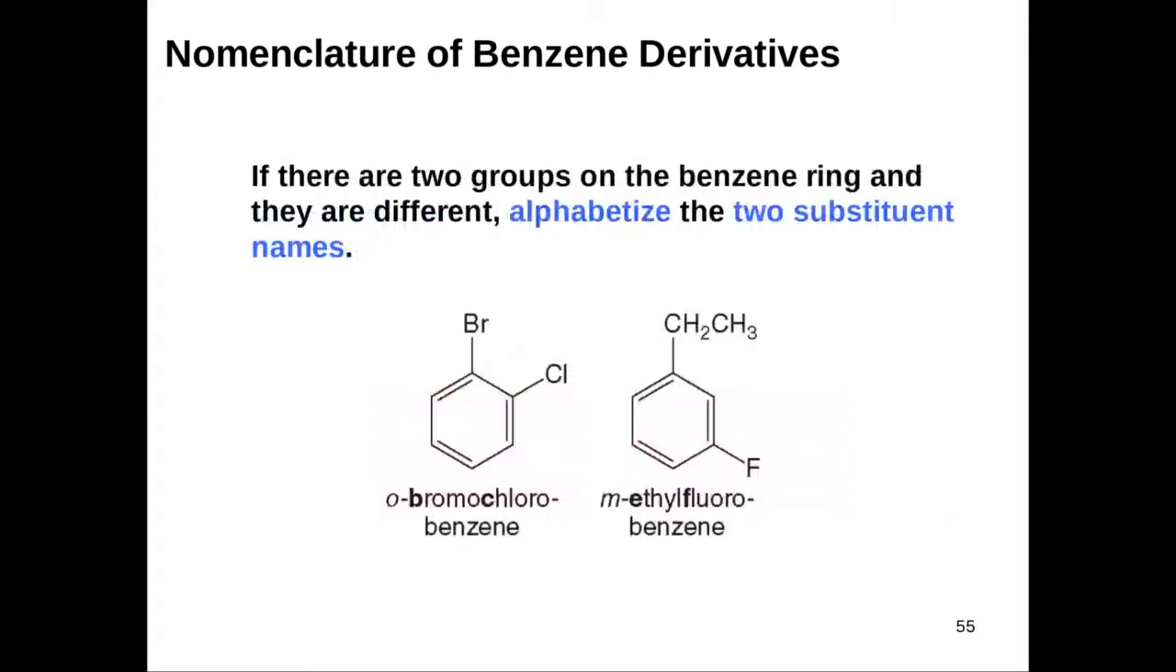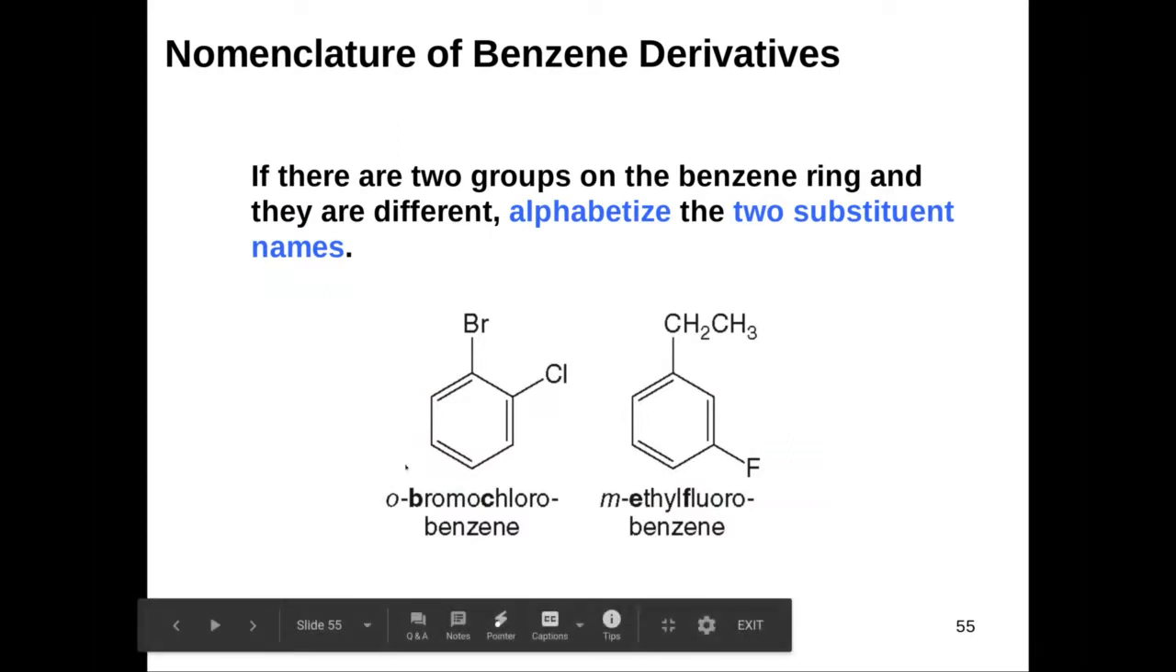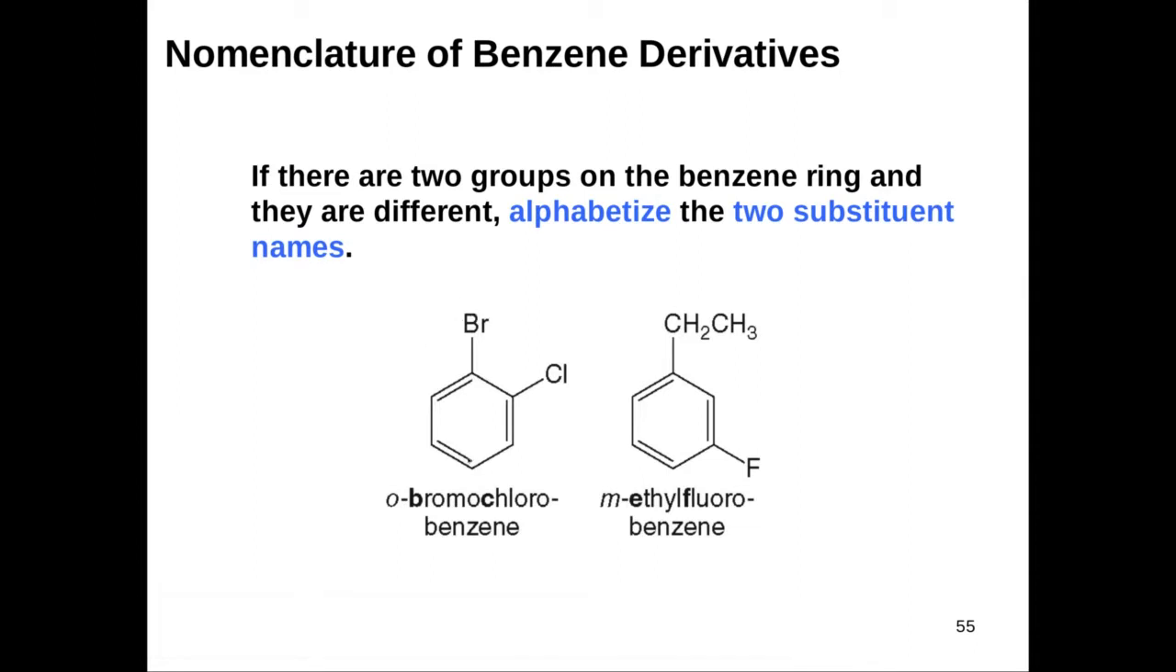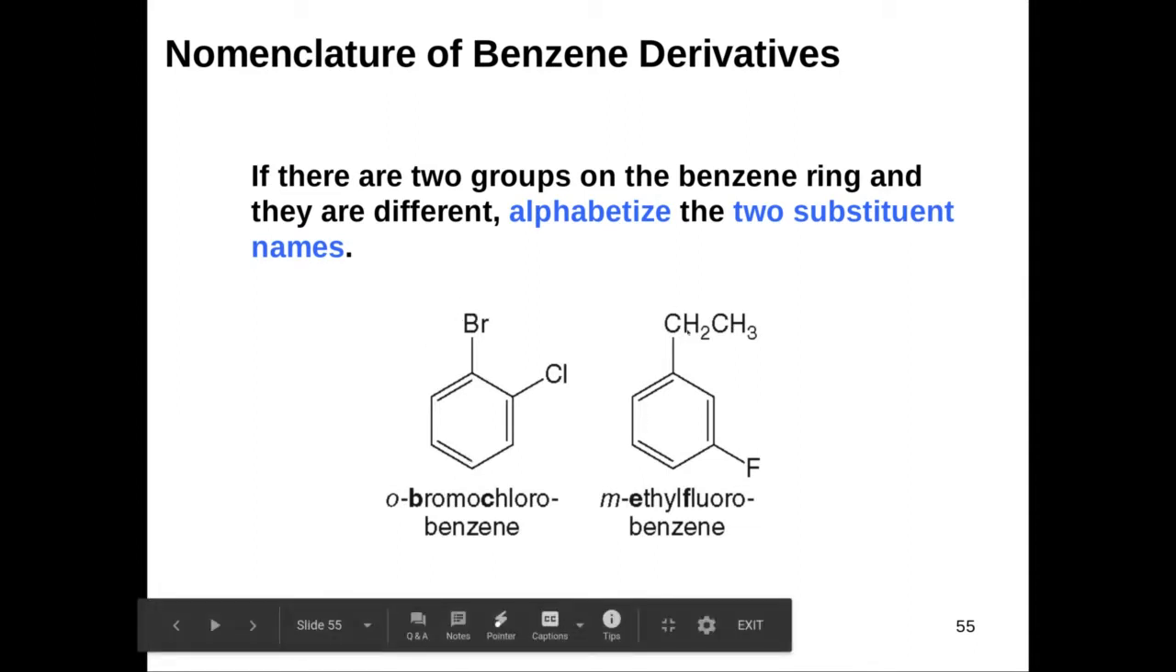Now, if there are two distinct groups on the benzene ring, and they are different, you have to alphabetize them, right? So in this case, they're in the ortho position, so it'd be o or ortho-bromochlorobenzene. In this case, we have an ethyl group and a fluoro group. So E comes before F. So it'd be ethyl, fluoro.